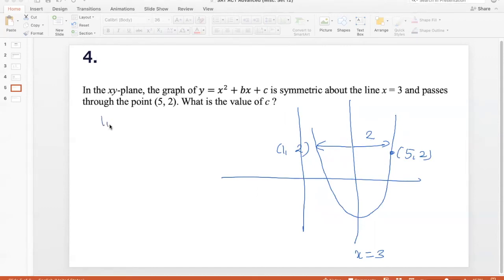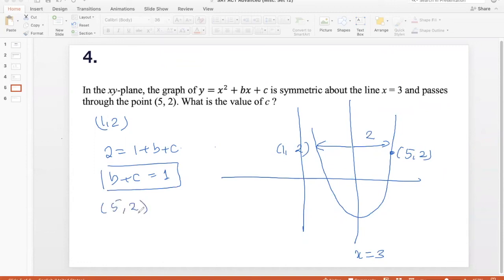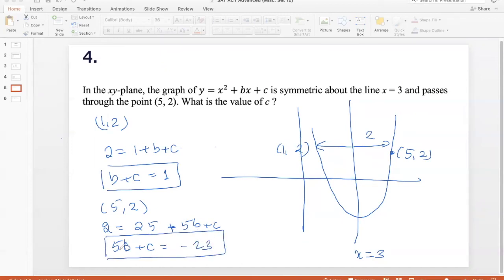So let me first put (1, 2). So I get 2 is 1 plus b plus c. So that gives me b plus c is 1. And the other equation I can get by substituting (5, 2) in the equation. So that would be 2 is 25 plus 5b plus c. So that would give me 5b plus c is minus 23. So that's my second equation.